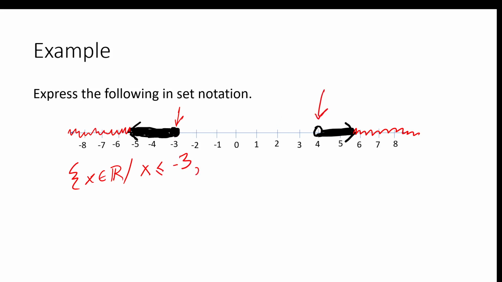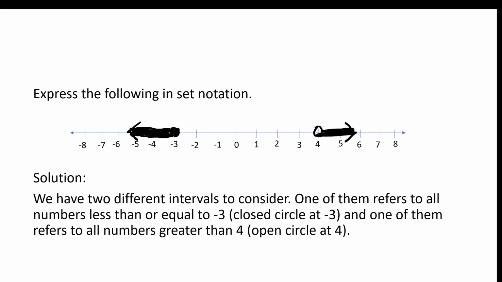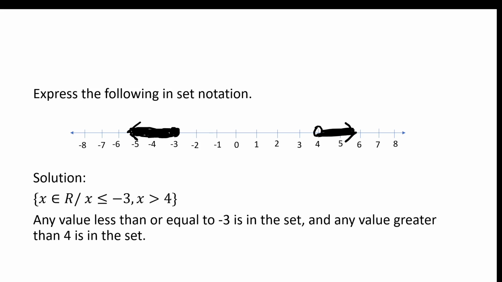Then on the right, we're saying all numbers greater than 4, but we're not actually including 4, because it's an open circle. So we say all numbers to the left of -3 including -3, all numbers to the right of 4 not including 4, and there's our final answer. Okay, so like it says here, we have two different intervals to consider. One of them refers to all numbers less than or equal to -3, and one of them refers to all numbers greater than 4, and we write our answer like that.